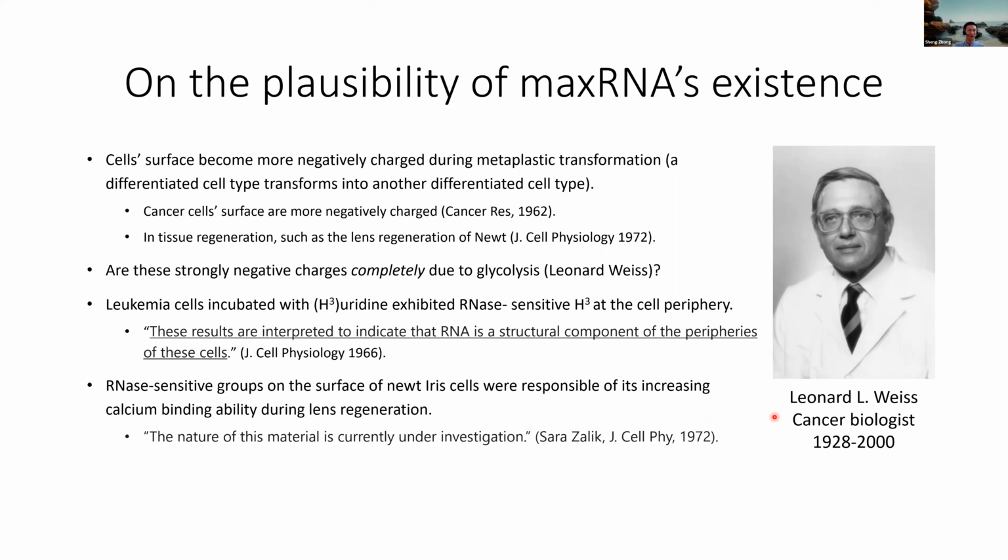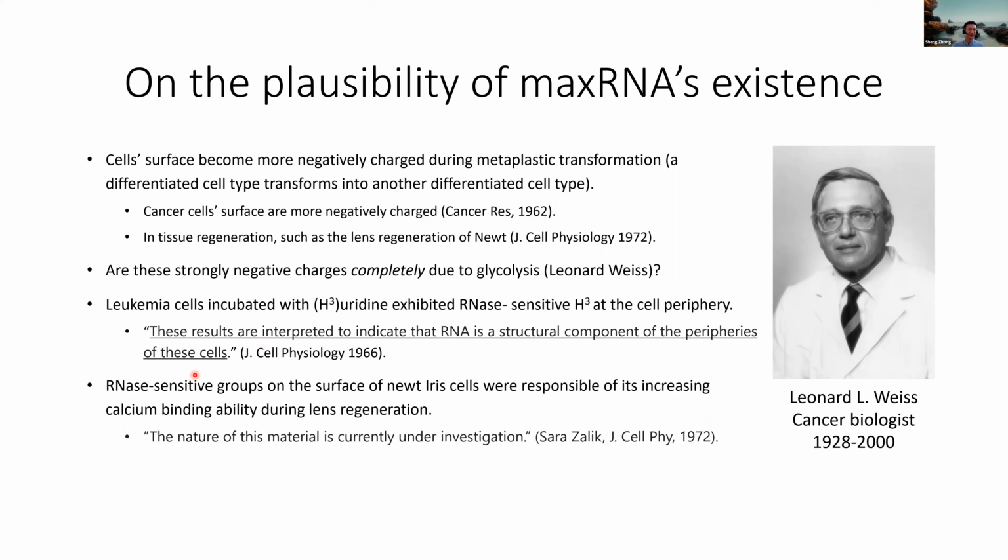So at that time, what Leonard did was that he used radio labels to label what he thought was intracellular RNA. And he was able to identify those radio labels on the cell periphery. In addition, he found those peripheral labels were sensitive to RNA digestion. So in Leonard Weiss's paper in 1966, he wrote, "These results are interpreted to indicate that RNA is a structural component of the peripheries of these cells."